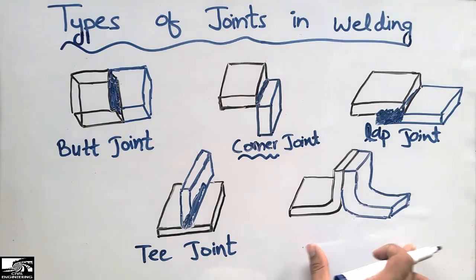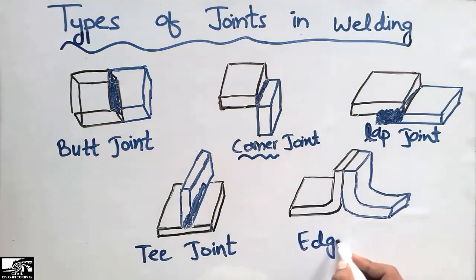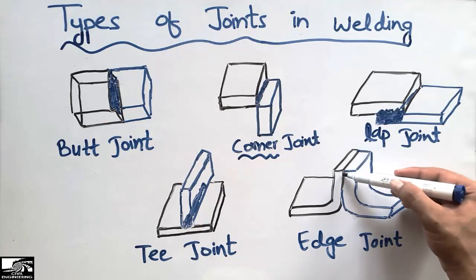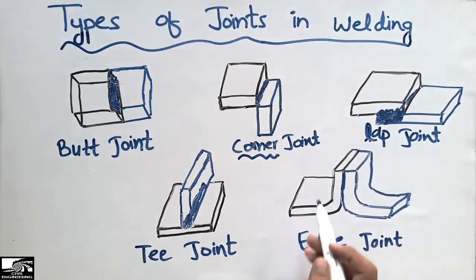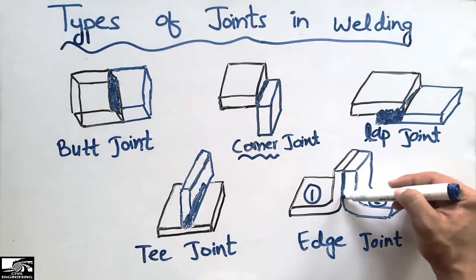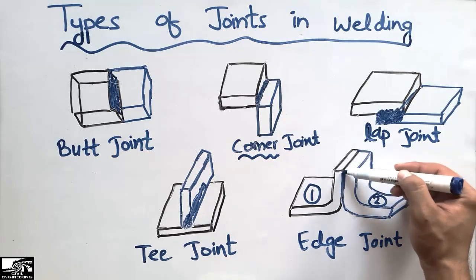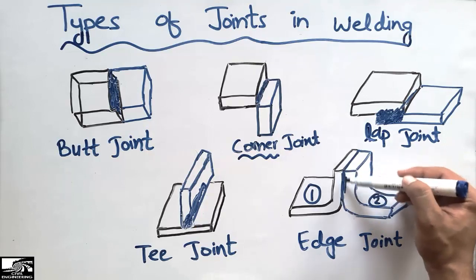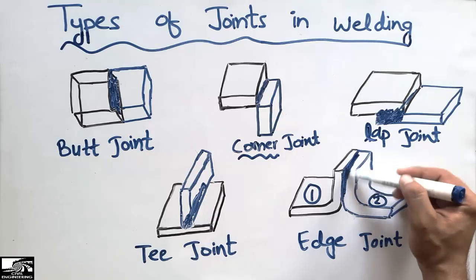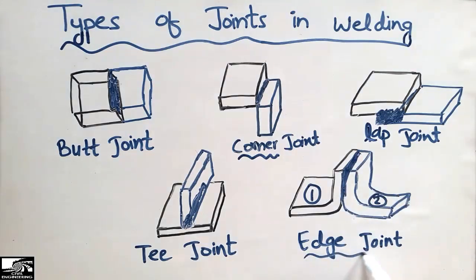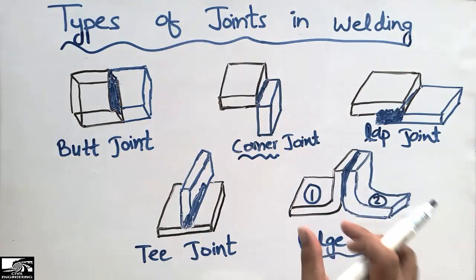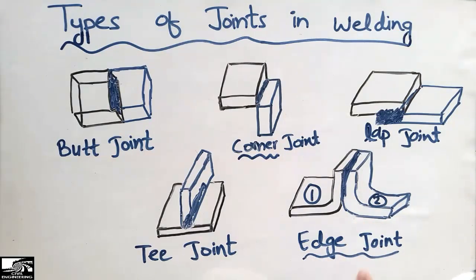The last and fifth type of joint is the edge joint in welding, and it is the type of joint where one surface of the two members, for example, this is the first member and this is the second member. So the surface area of one member is connected with the other only at the common joint. This one surface is common between these two members. And we join these two by this only one common area. So we call it the edge joint because the edge is common in both these two members, and we weld the edge of these two members. So we call this the edge joint.